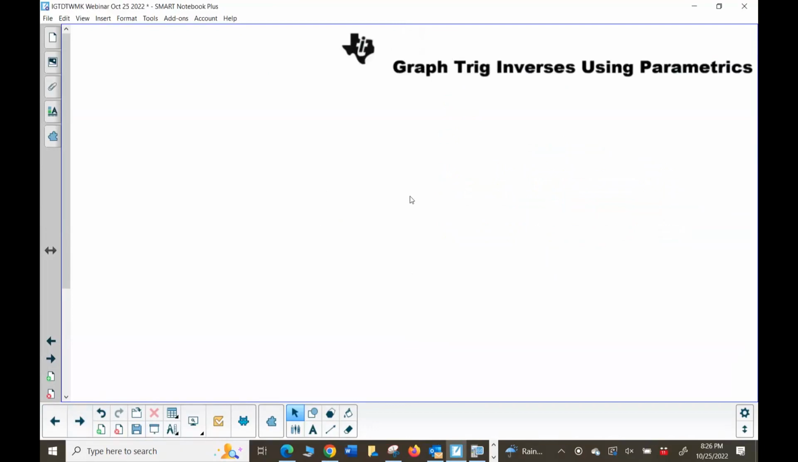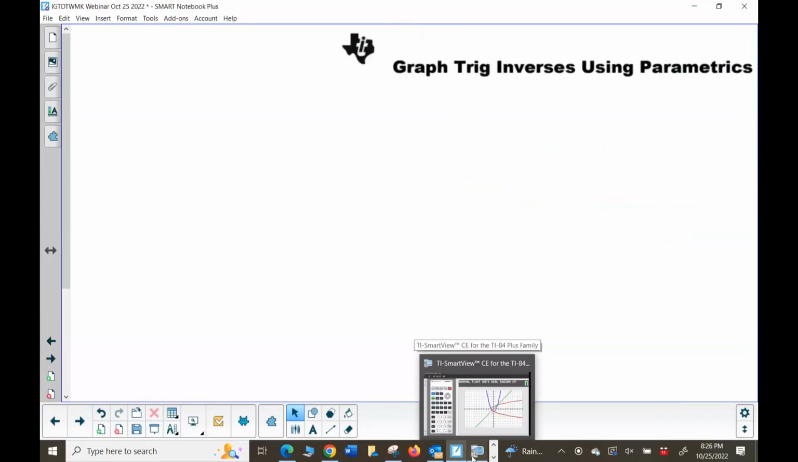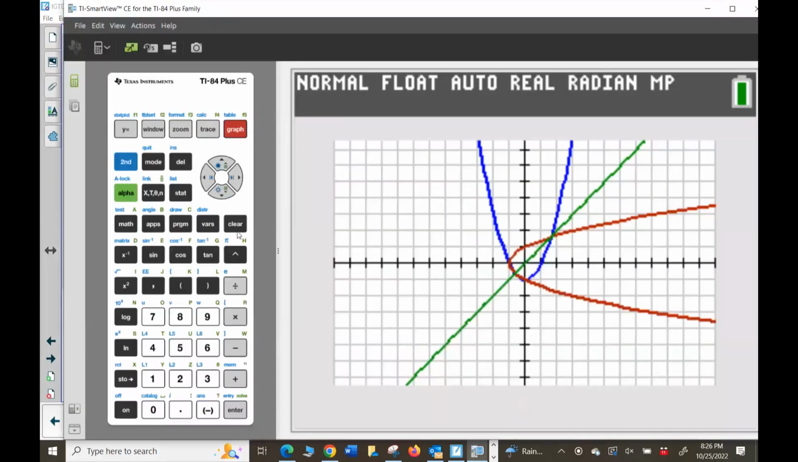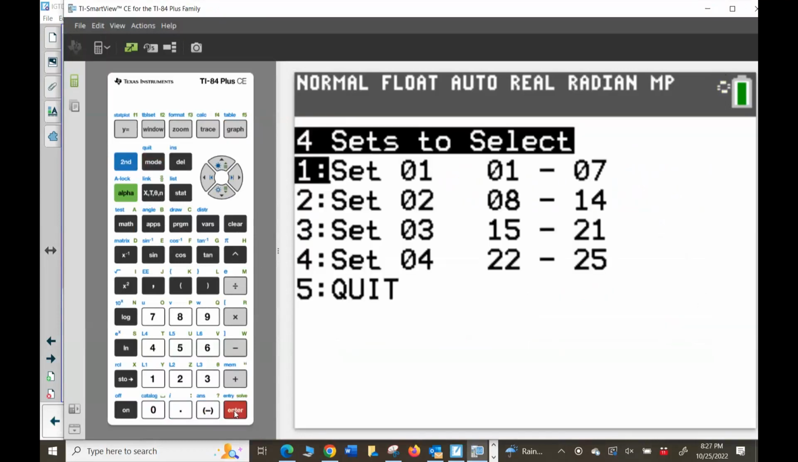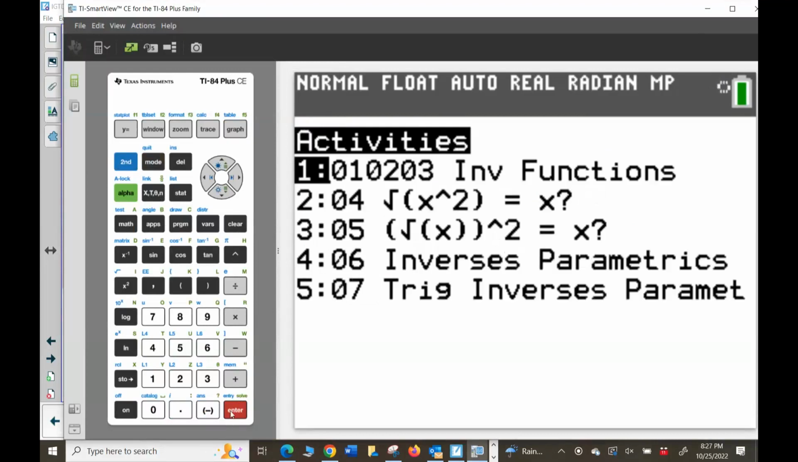I do want to show trig inverses using parametrics, but I'm going to do it very quickly just to illustrate it, because I think this is how I taught it for years, and it really helped my students visualize better. So again, let me quit. Since the last thing I did on the program was the program, I can just press enter, it'll run again. And trig inverses is number 7 according to the list. So that's still in set 1. And it's number 5 in this list.